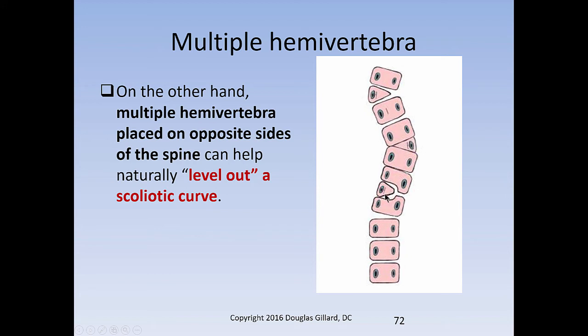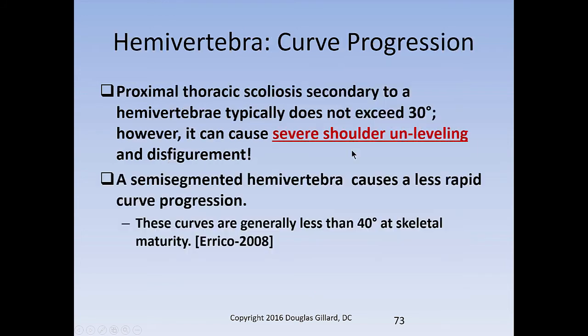This one's fully segmented. This one is non-segmented, so it doesn't have as much potential as this one. But then we have another fully segmented hemivertebra right here to offset that further. So this is a good thing.